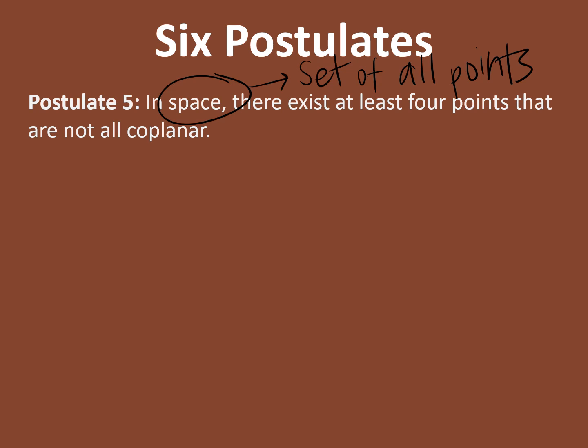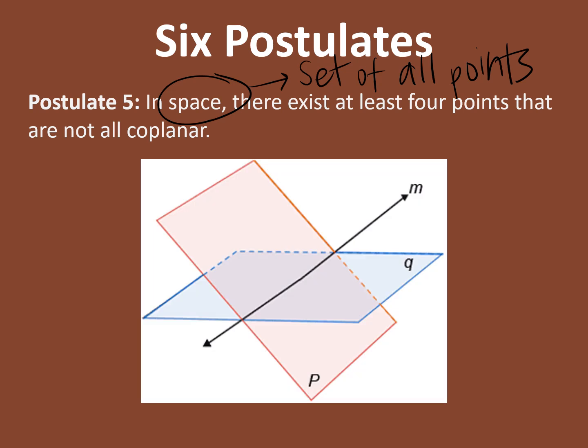So in space, there exist at least 4 points that are not all coplanar, that are not all on the same plane. And this is important because this assures us that space is not just a single plane. Space is not a flat plane. That is to say, space is 3-dimensional. Here's an example of a 3-dimensional space.